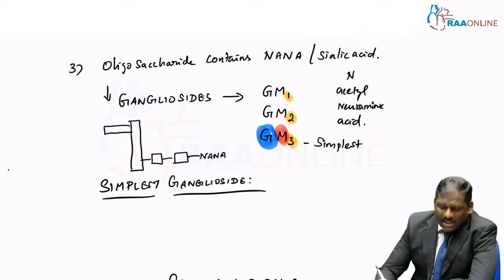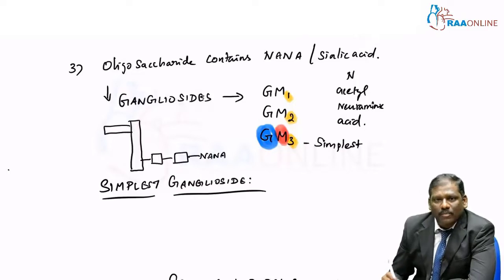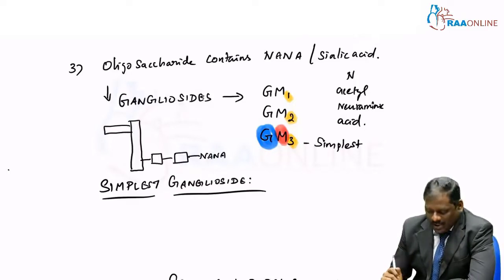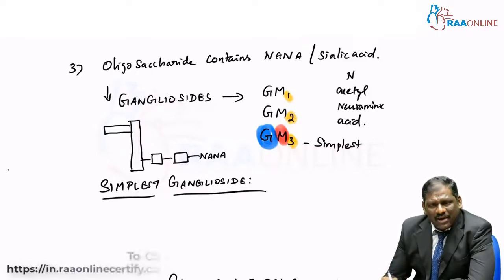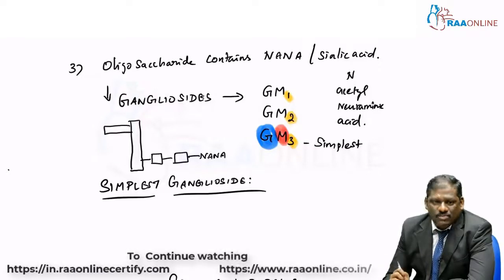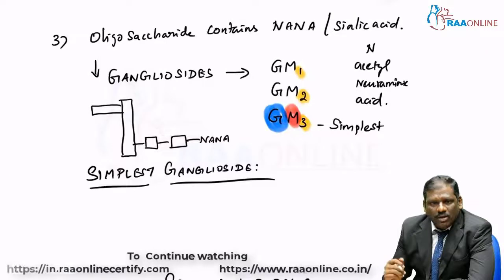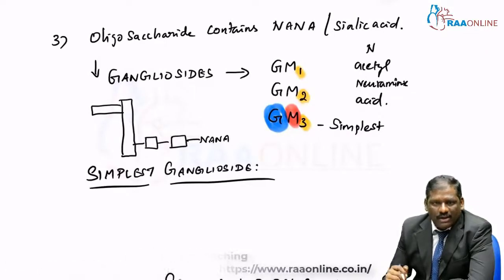GM1 ganglioside will be the most complex ganglioside, and it acts as a receptor for cholera toxin in your intestines. Clear? These gangliosides usually act as receptors mostly. GM1 is a specialized receptor for receiving the cholera toxin in your intestines.